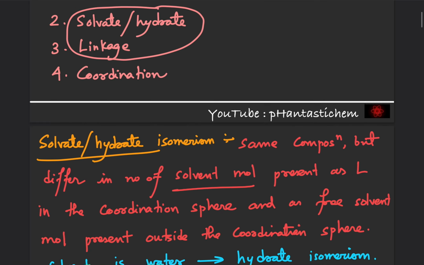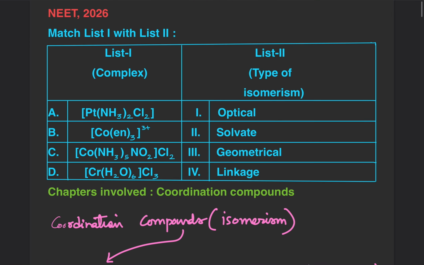So therefore, the final answer is: Pt(NH3)2Cl2 will show geometrical, Co(en)3 3+ is going to show optical, Co(NH3)5(NO2)Cl2 is going to show linkage, and Cr(H2O)6Cl3 is going to show solvate or hydrate. So this is the final answer. Okay, thank you.